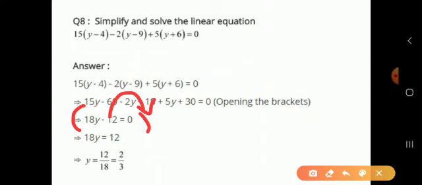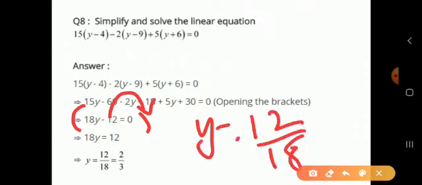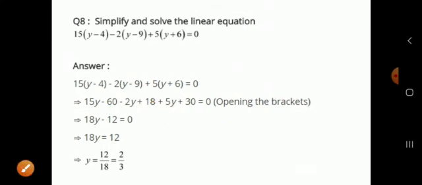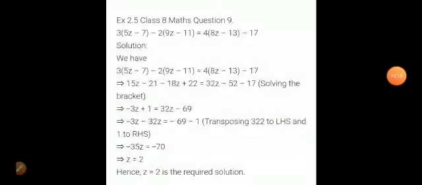12. Now to get the value of y, 12 upon 18. This is simplified with 2 table, 2 6s are 12, 2 9s are 18. Again can be simplified by using 3 table, 3 2s are 6, 3 3s are 9. So y value is coming out what? 2 upon 3. Now moving over to question 9.